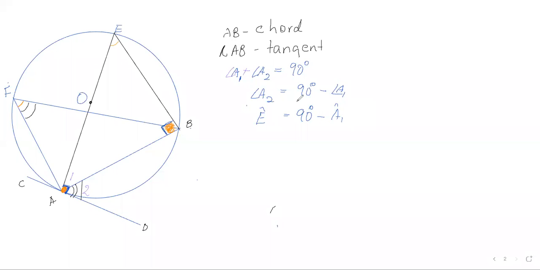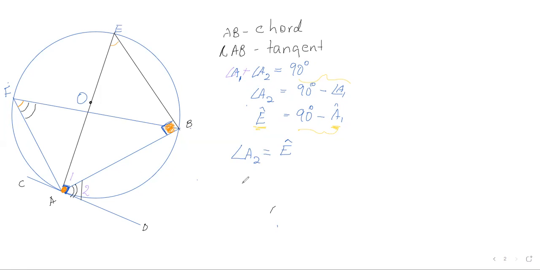Angle E will be 90 minus A1, because if we add angle E to A1, you get 90. But 90 minus A here is the same as 90 minus A there. Therefore, angle A2 is equal to angle E because they are both equal to 90 minus A1.